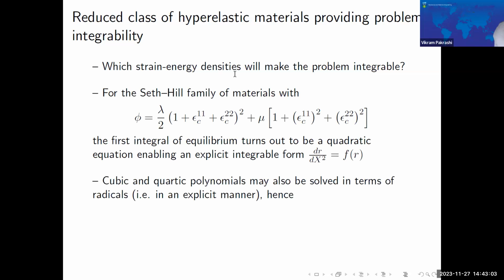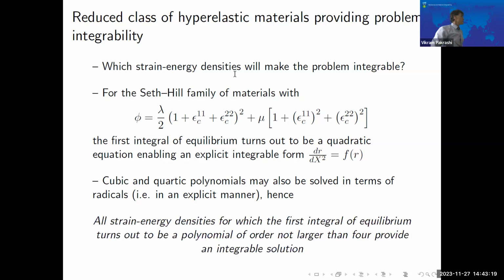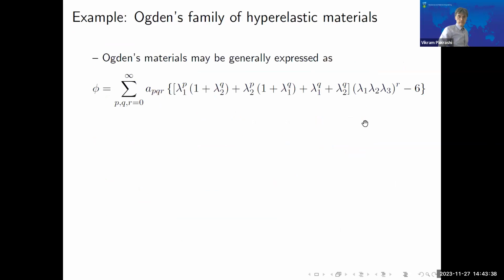Now, what we know is that cubic and quartic polynomials may also be solved in terms of radicals, which means that they can be analytically expressed. There exist formulas for the cubics and for the quartics, which give an explicit solution. Now, all strain energy densities for which the first integral of equilibrium turns out to be a polynomial of order not larger than 4 provide an integrable solution. And now, let me show you an example.